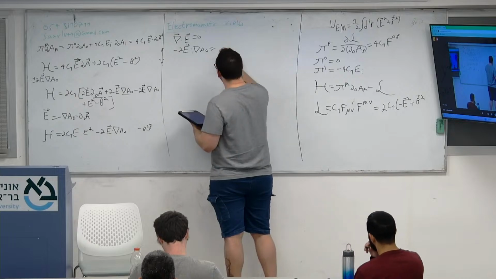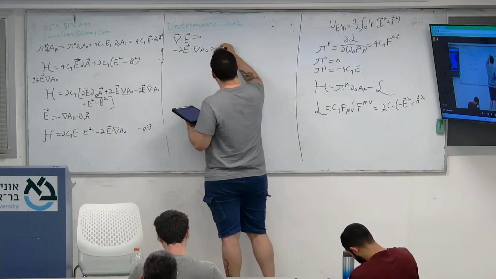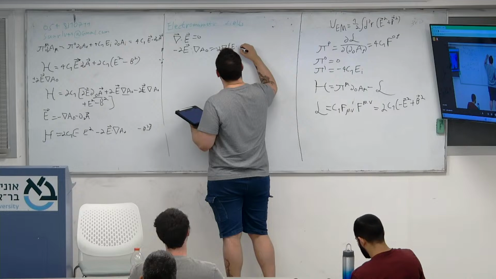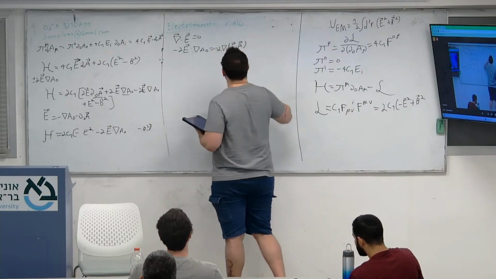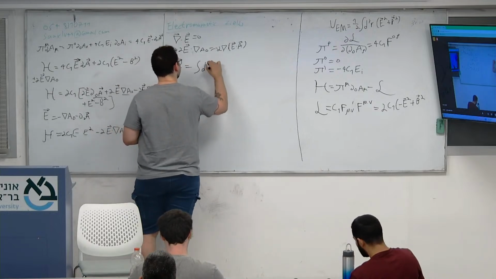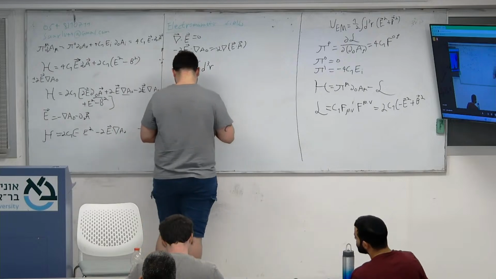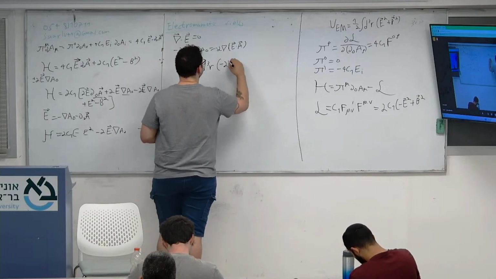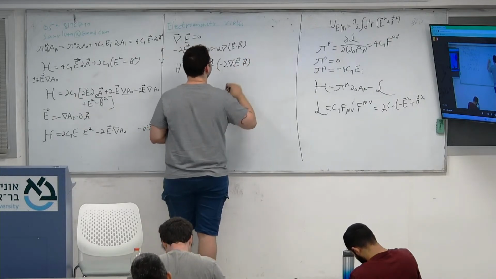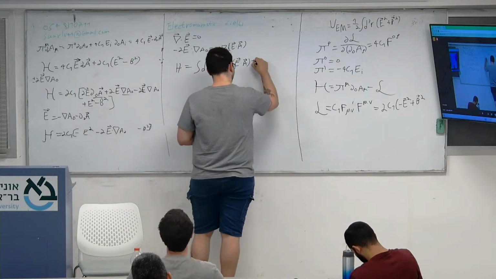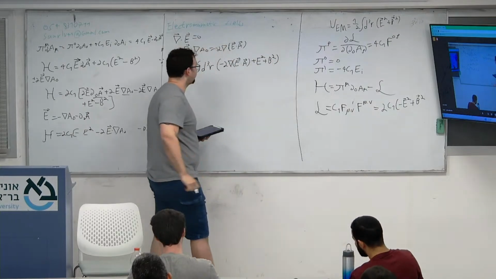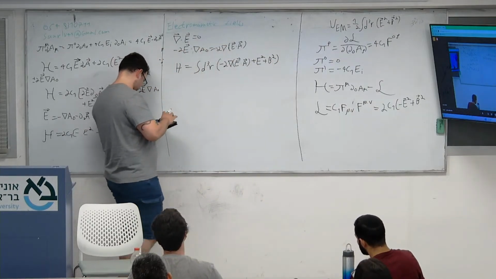We get 2 minus 2 E times. Now I can take the H. Minus 2c.